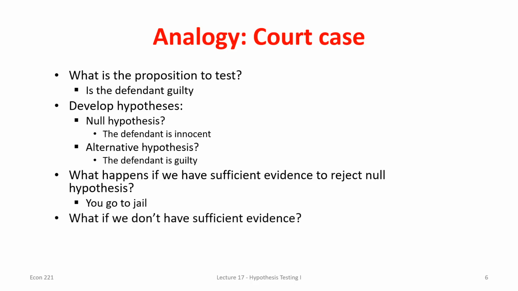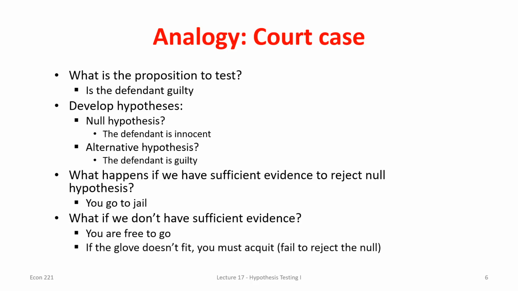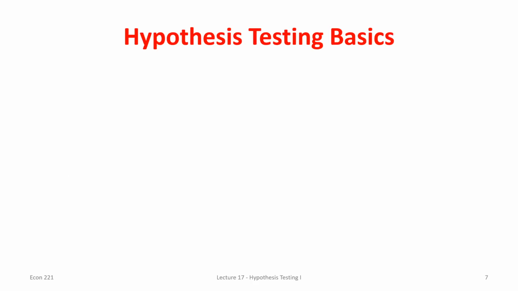If they don't have enough evidence, then we can't reject that assumed true state of nature. The person is innocent and you go free. The glove doesn't fit, you must quit. We failed to reject the null. That's not a good pun. So we'll go back, with this court case example in mind, to how we work through a statistics example.